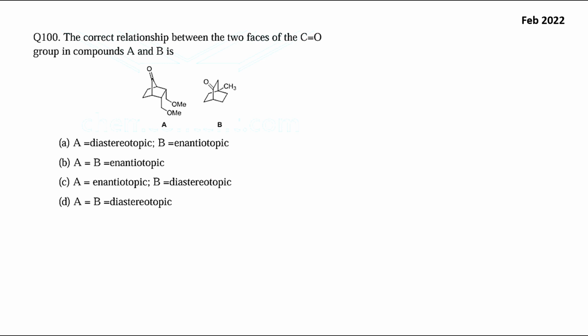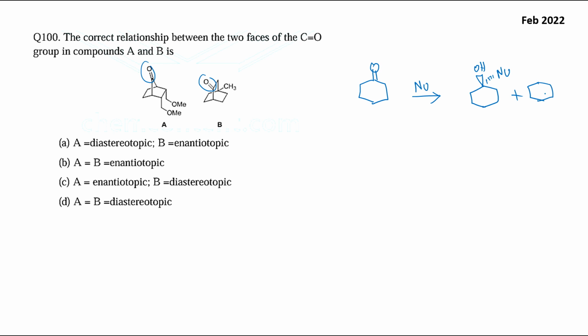The correct relationship between the two faces of the C double bond O. So in these two molecules A and B, we have C double bond O, right? Now when we have C double bond O, I am taking simply cyclohexane. And if you are attacking with some nucleophile, faces means what? It can attack from the front face or from the face away from us, below the screen. So if the nucleophile is attacking below the screen, which will be towards us, this is the nucleophile.